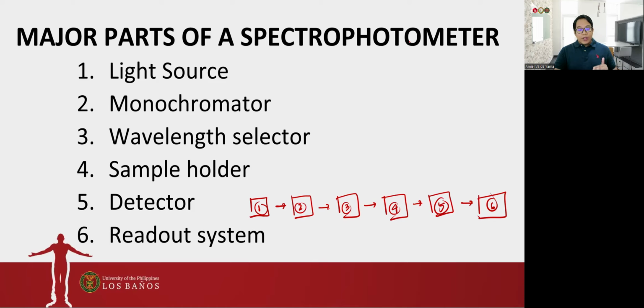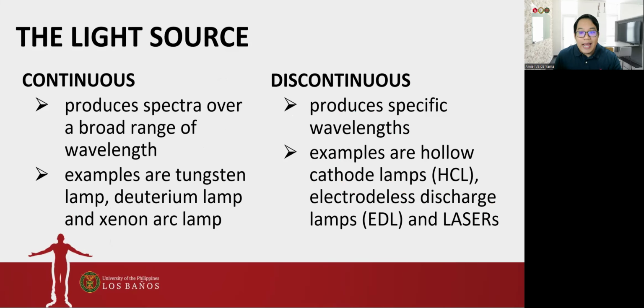So, let's go through what each of the major components of the spectrophotometer encompasses. First, let's discuss the light source. A light source can either be continuous or discontinuous. A continuous light source produces a spectrum over a broad range of wavelengths. Examples of continuous light sources are the tungsten lamp, deuterium lamp, and xenon arc lamp. These continuous light sources are usually the ones present in our UV-Vis.